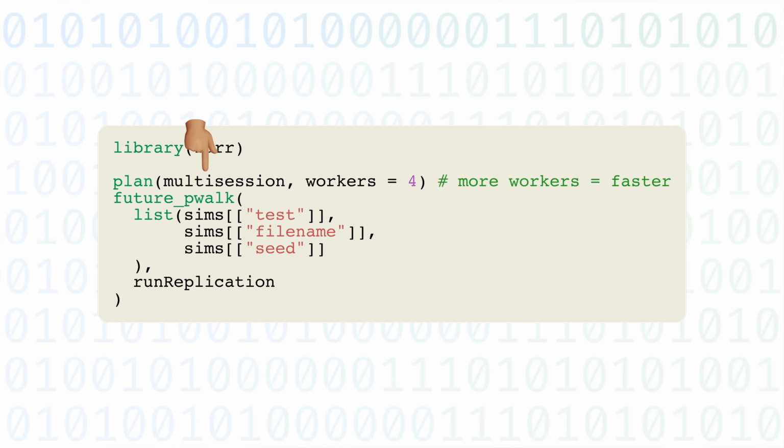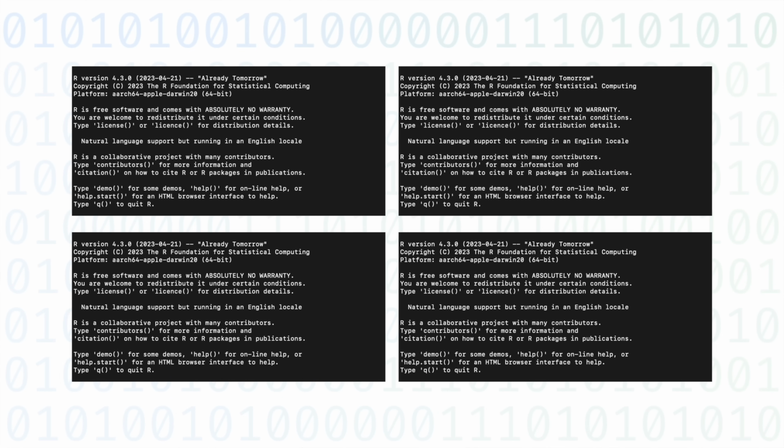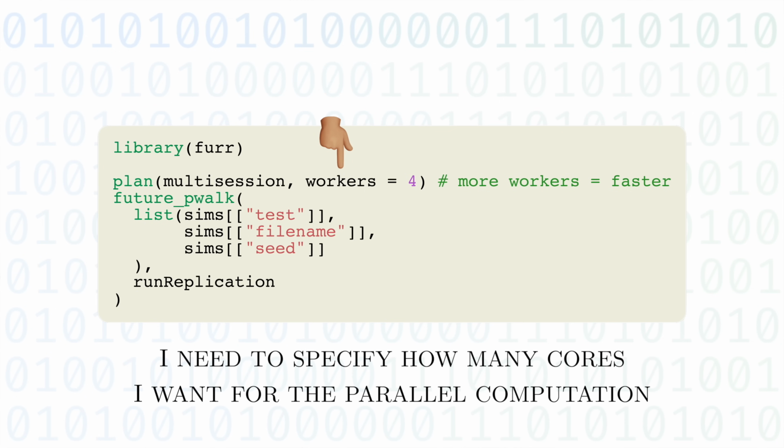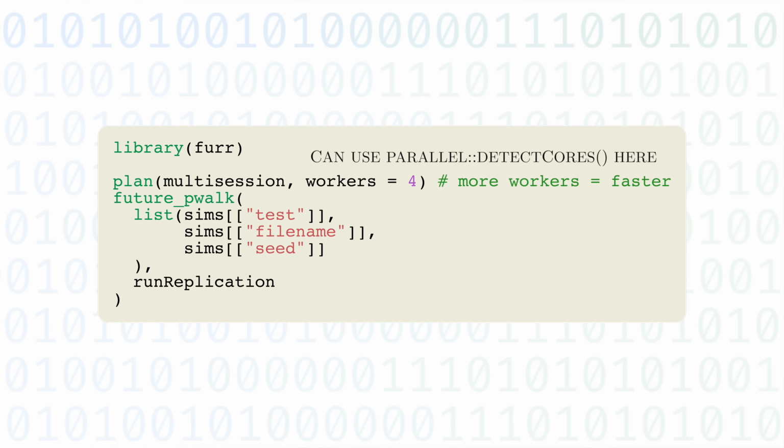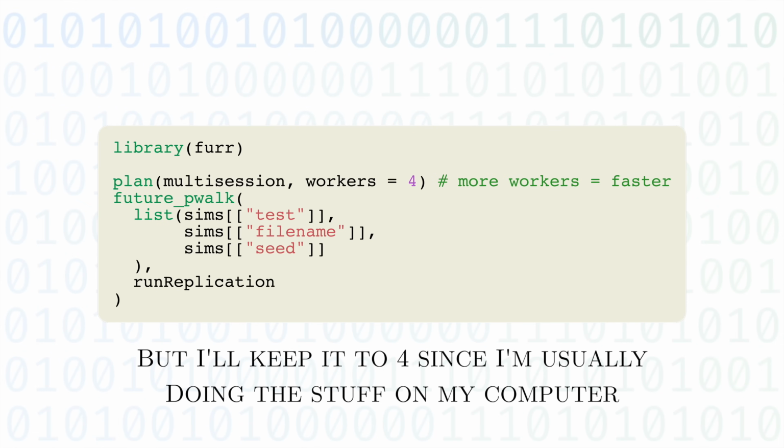In plan, I'm going to write multisession here. Multisession means that I want to create several R sessions that can be used to do simulations. There are other alternatives we can write, but multisession will serve our purposes here. Next, I need to specify how many cores in my computer I want to dedicate to the parallel computation. Usually you dedicate as much compute power as you can, but since I'm doing other stuff on my computer, I'm just going to allocate 4 workers to do the job.